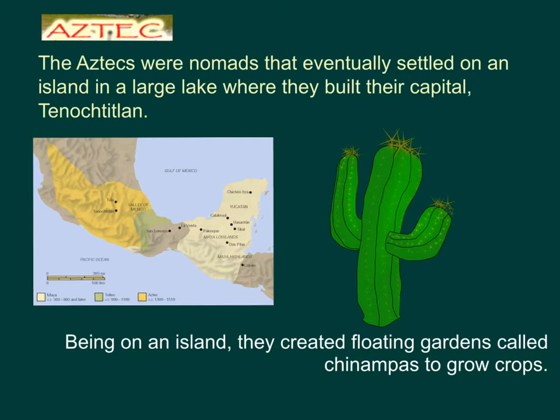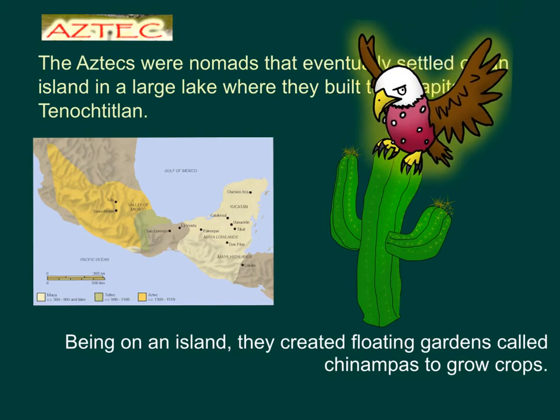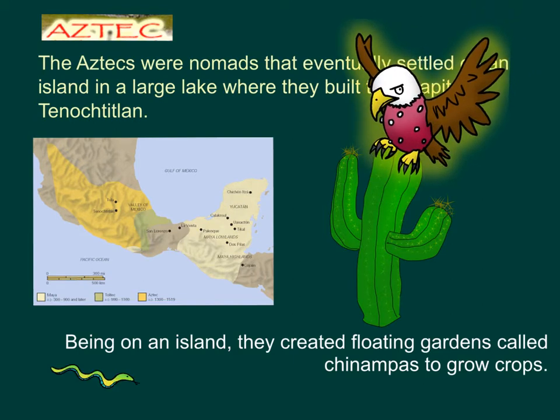One of the signs was that they would find a cactus with an eagle on top of it with a snake in its mouth. That was a sign from the gods that's where they should settle. So this cactus with the eagle and the snake was found in the middle of a lake called Lake Texcoco, and that's where they decided to settle.